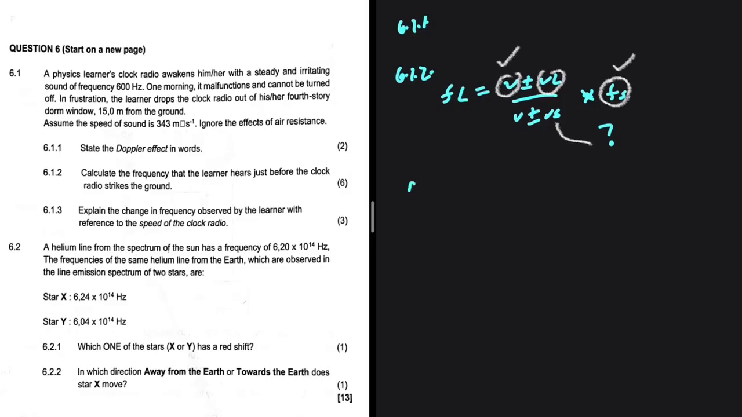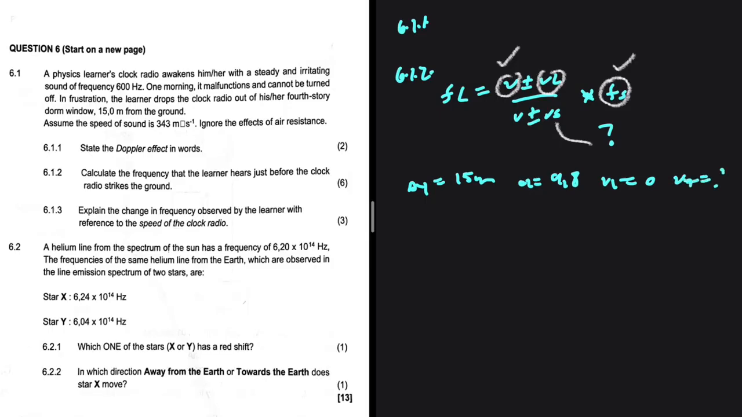We have the displacement, which is 15 meters. We have our acceleration, obviously, 9.8. We have VI, which equals 0, because the learner dropped the clock. And what else do we have? I think that is all we need. We are looking for VF.